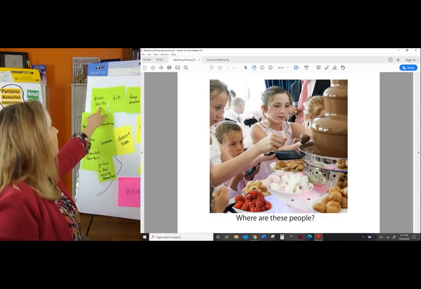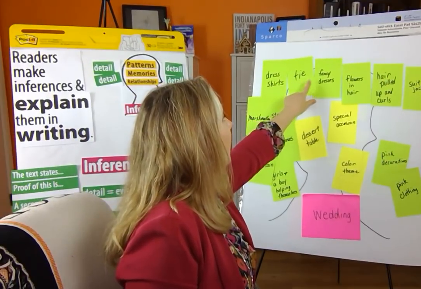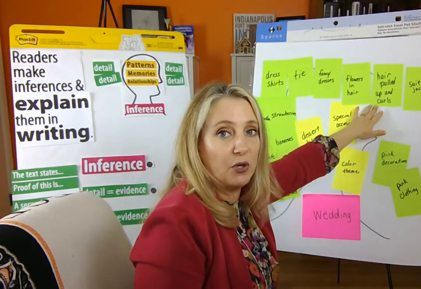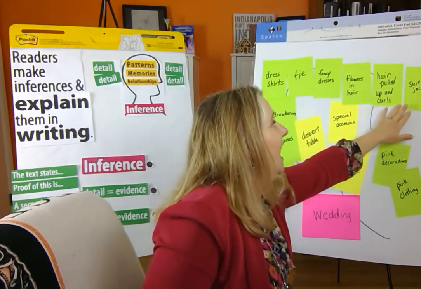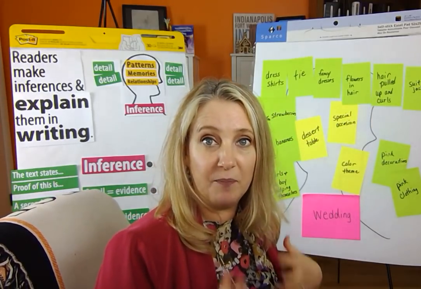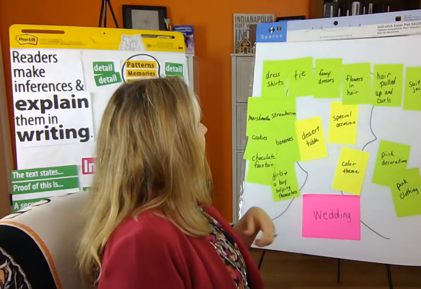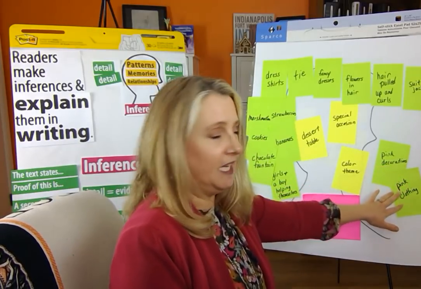So then we noticed what people were wearing. The boys and girls, dress shirts and a tie, fancy dresses, flowers in their hair. Their hair was all pulled up, and they had curls in their hair. And then even the adults were dressed up. The man had on a suit jacket. Remember? Kind of like this, a jacket. Then we noticed there were pink decorations and pink clothing.